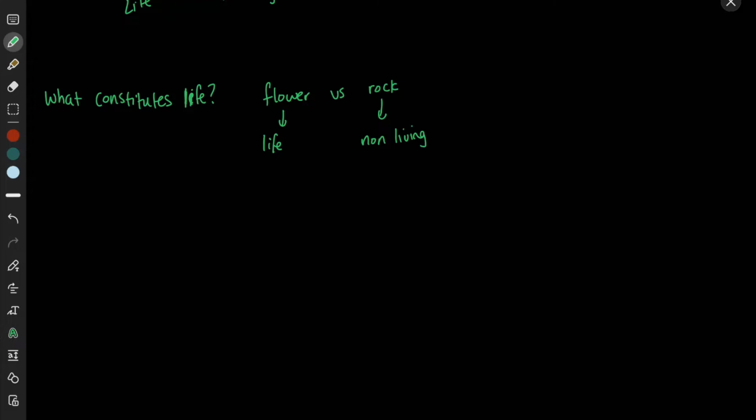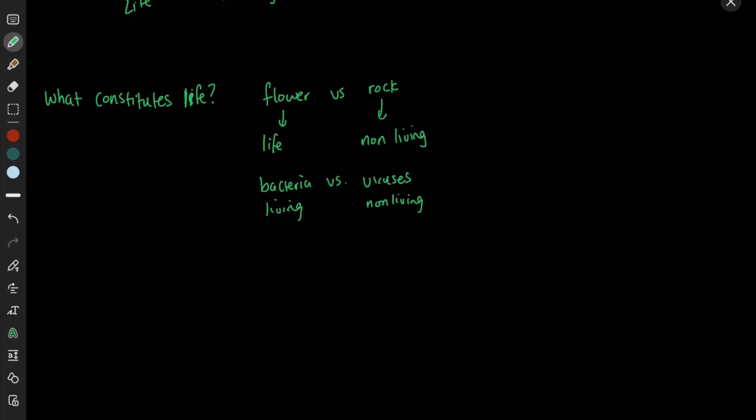Things are not always that easy. It's not always easy to distinguish between something that's living and something that's non-living. For example, bacteria versus viruses. Bacteria are considered living things, whereas viruses are considered non-living. Here that distinction is a bit harder to draw, so again, we ask ourselves what constitutes life.